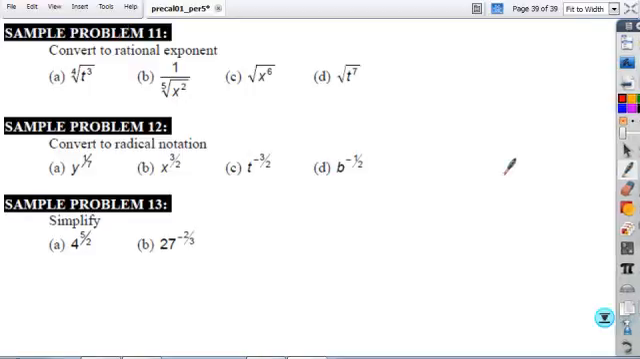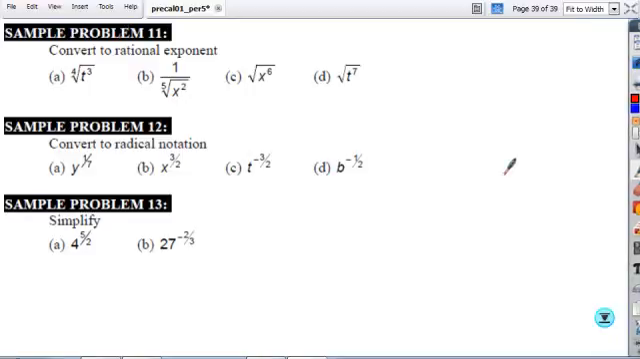All right, so let's talk about these sample problems here. So the first one, when we take the fourth root of t cubed, what is that going to convert to as far as a rational power? T to the 3/4, good.